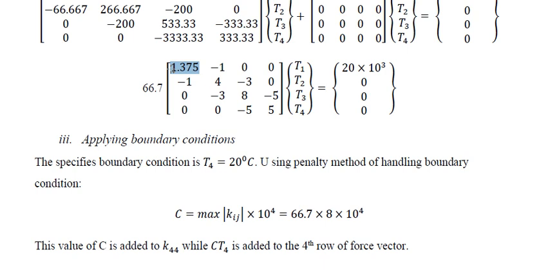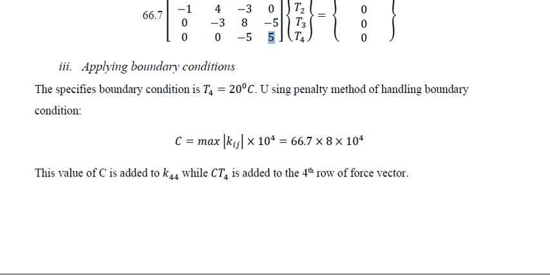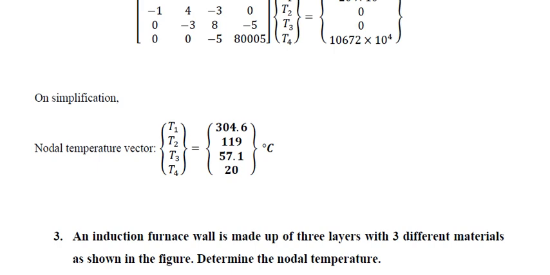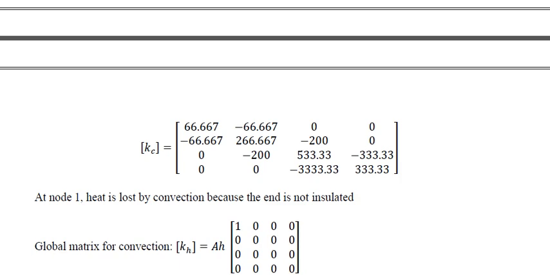Now in penalty method, here in this problem I will add that C here because T4 is the specified temperature. So the new stiffness matrix, sorry, new conduction matrix will be like this.